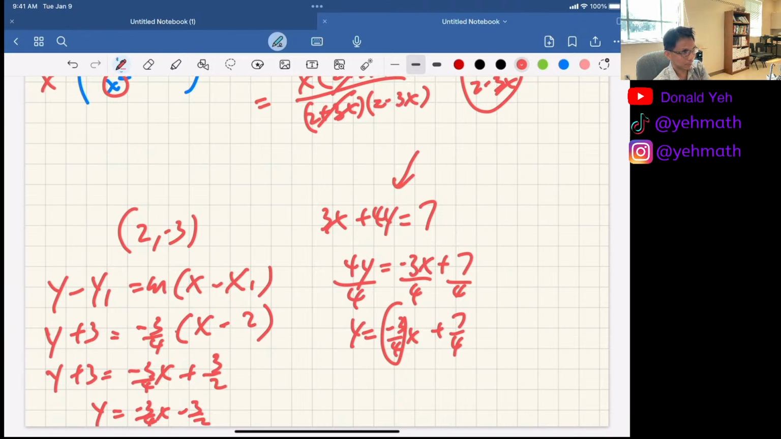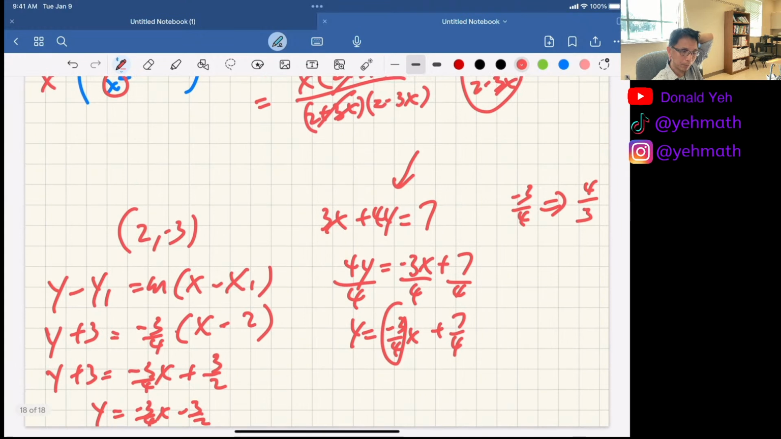Opposite reciprocal slope if it's perpendicular. Good question. That's the next question, right? Negative 3 over 4 you can change to 4 over 3, because you have to flip it and add a negative sign in front of it. So if perpendicular, negative 3 over 4 will become 4 over 3. That will become the new slope. Yeah, you learned that in Algebra 1.